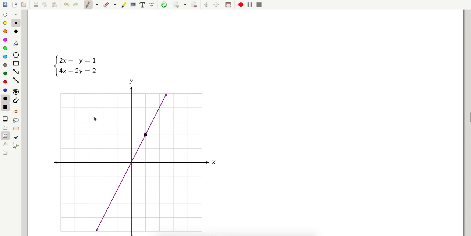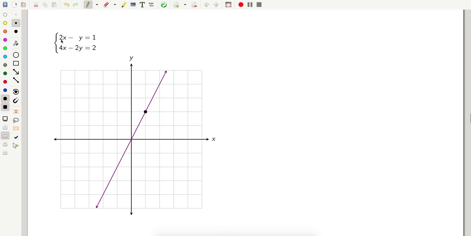Likewise, for this one, i hat gets sent to 2, 4, so over 2, up 4. j hat gets sent to -1, -2, so -1, -2. The vectors 2, 4 and -1, -2 are also scalar multiples of each other. So we get a single line once again. And this time, if we look at the point 1, 2, this point is on this line.